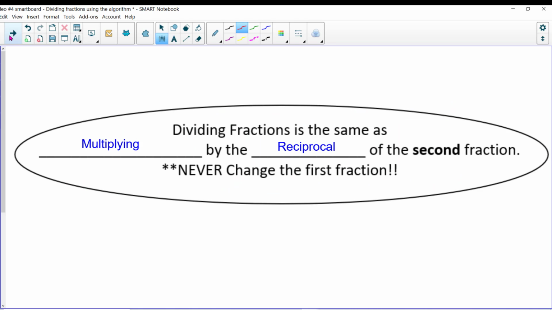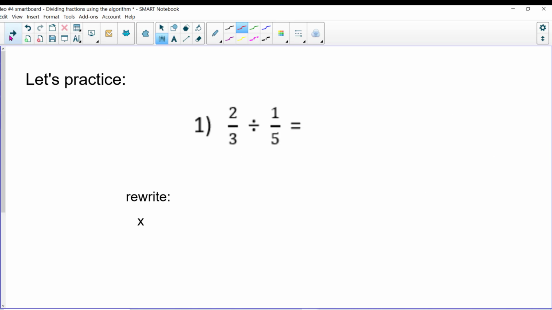Remember that dividing fractions is the same as multiplying by the reciprocal of the second fraction. Never change the first fraction. Now let's put that into practice. Let's try a few. The first one here we have is 2/3 divided by 1/5. We're going to rewrite it. Make sure you're rewriting it below the problem. Remember, do I change the first number? Nope, never change the first number.